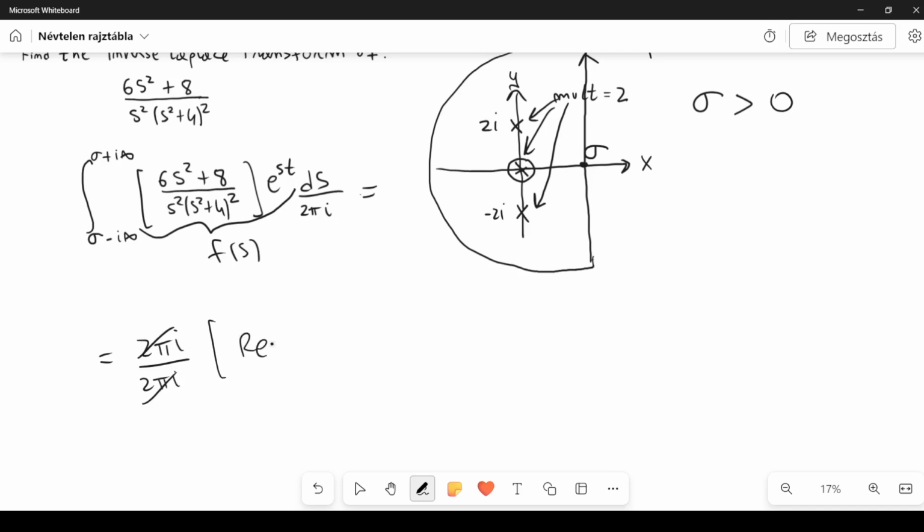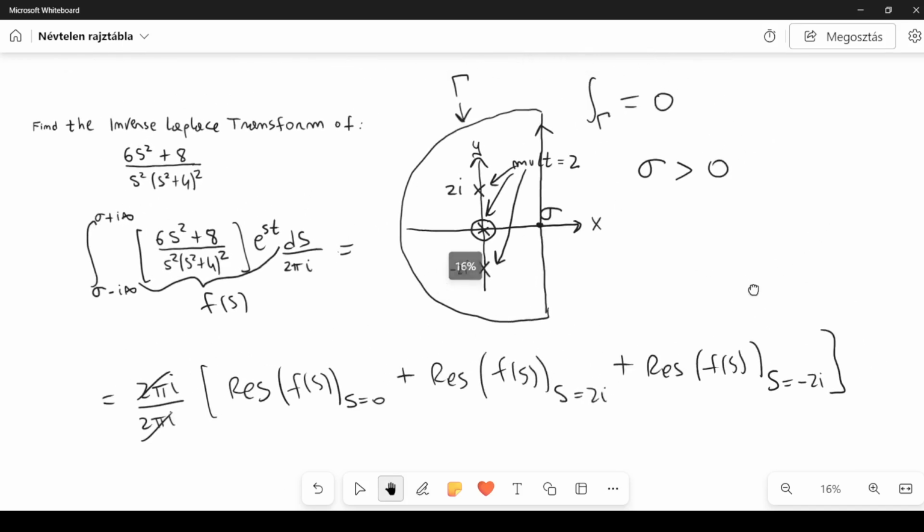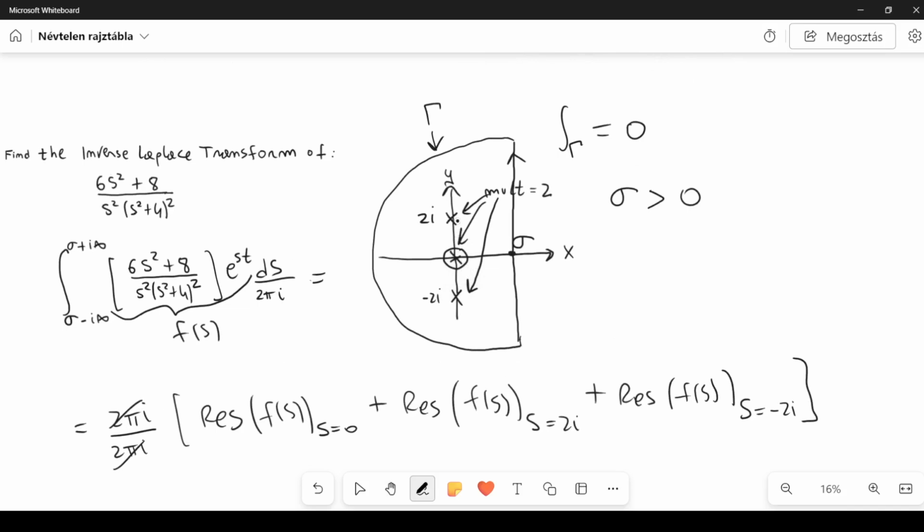And then we have the residue of the function f of s evaluated at s equal to 0, plus the residue of the function f of s evaluated at s equal to 2i, plus the residue of the function evaluated at s equal to minus 2i. So we have to calculate these three residues. And before doing that, let's quickly show, or at least let's try to understand why the integral over this gamma is 0.